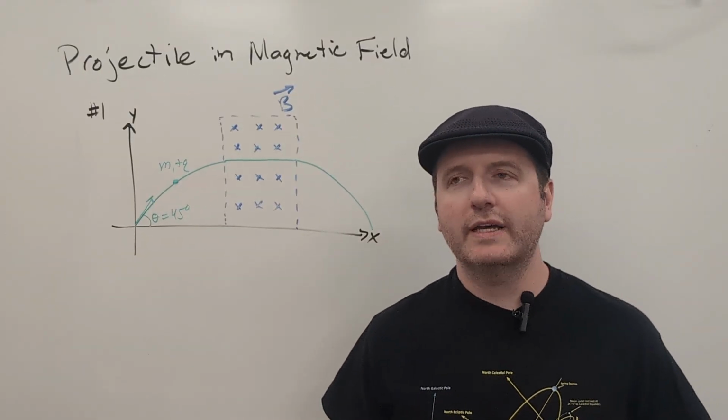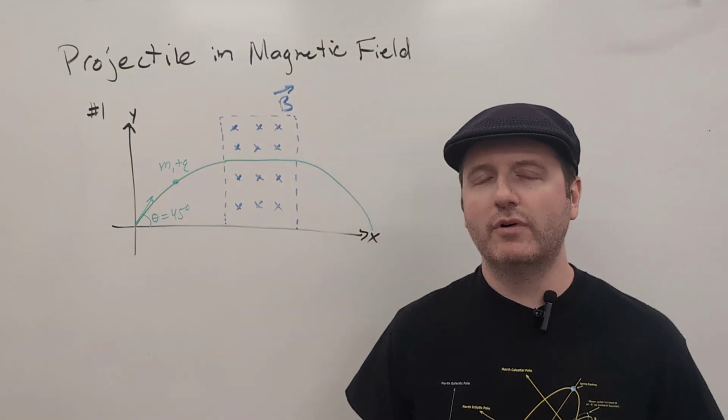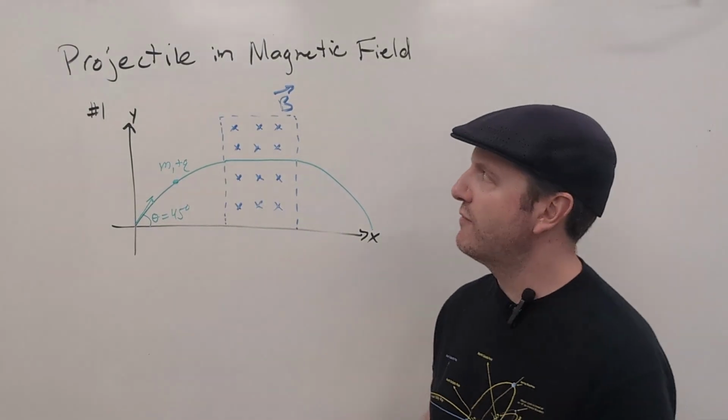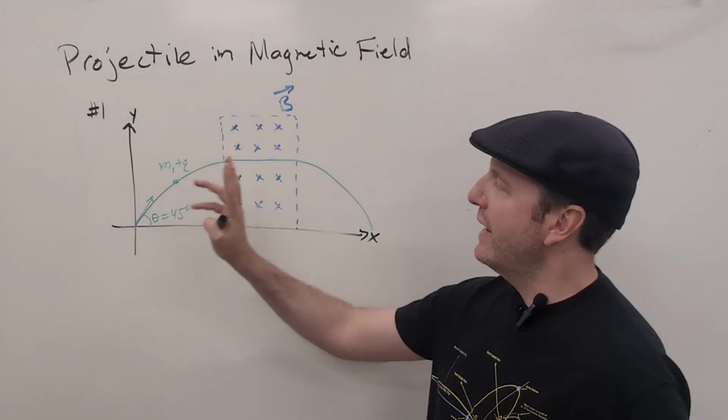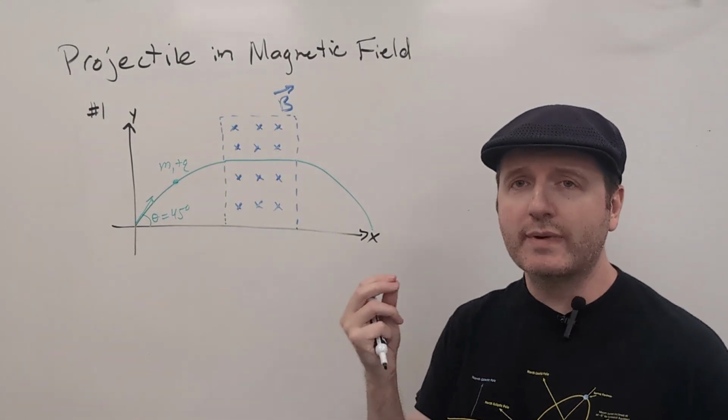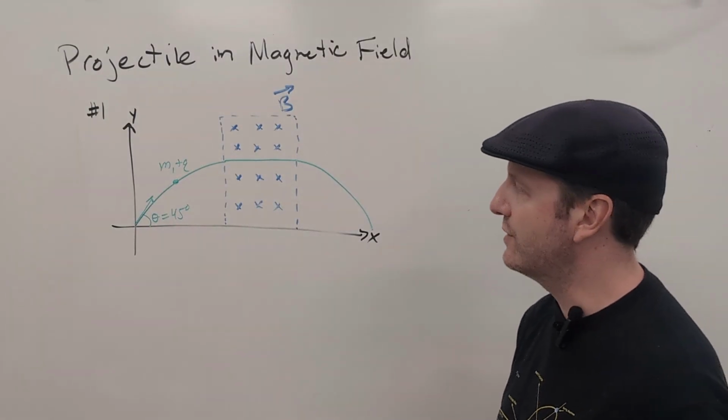Okay, so today I thought we would look at two problems that both involve particles moving through magnetic fields as projectiles. So the first one we're looking at here is we have some particle, it has a mass m, it has a charge plus q. So we're imagining it's a little point particle that's positively charged.